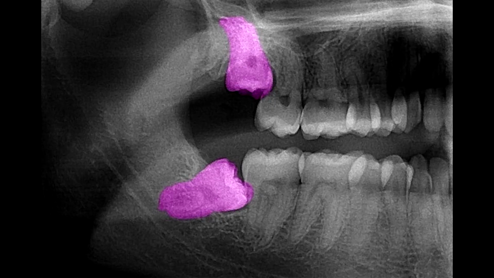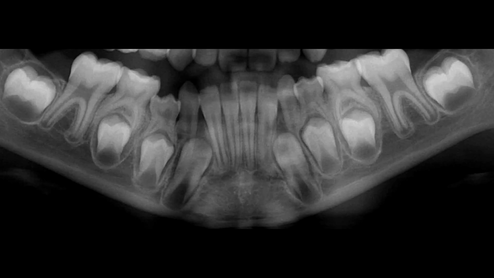Impacted teeth. Cause: developmental. Location: maxillary and mandibular third molars, maxillary cuspids. The clinical feature is that the teeth just don't erupt. Radiographically, the teeth appear impacted and are surrounded by bone. The treatment is surgical removal and it can be diagnosed clinically and radiographically.